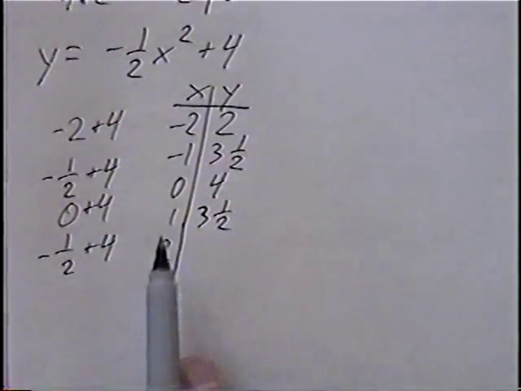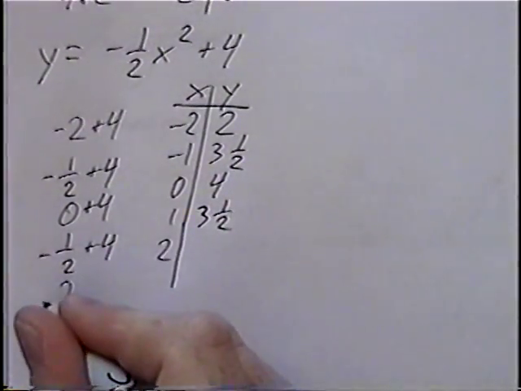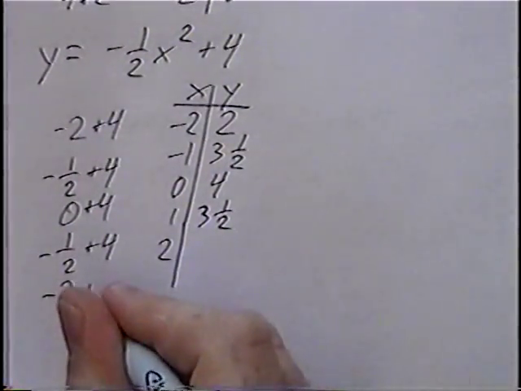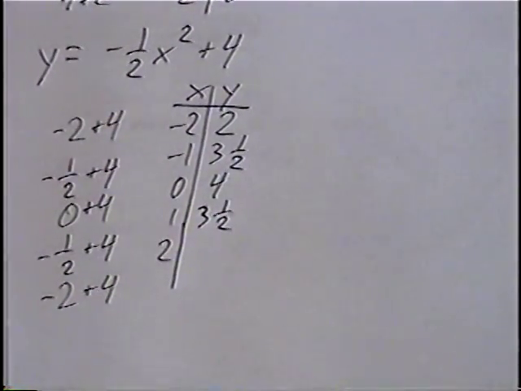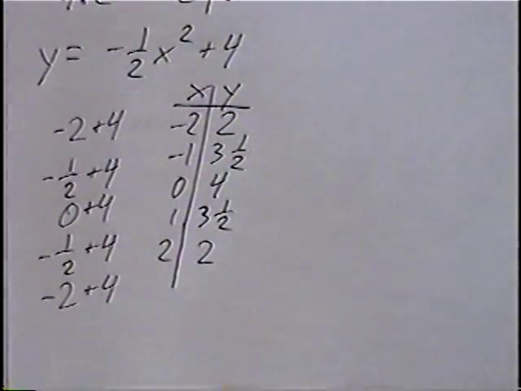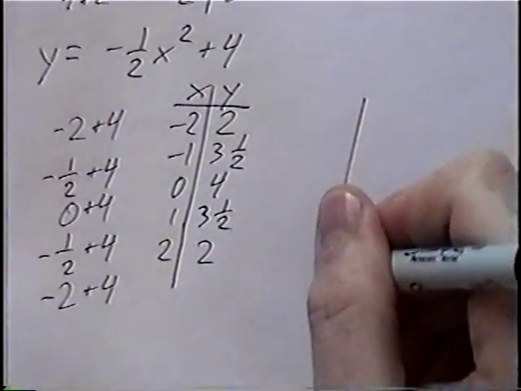And last number 2. 2 squared would be 4. Half of 4 would be 2. That negative makes it -2. And plus 4 from the equation. -2 plus 4 would be 2. And again, you'll see some double numbers in the y value. Again, that's what makes the parabola shape.